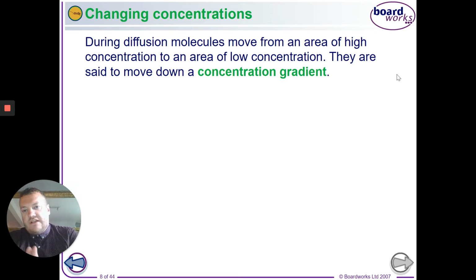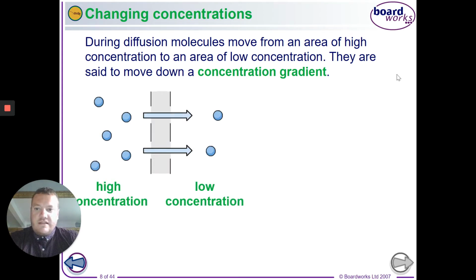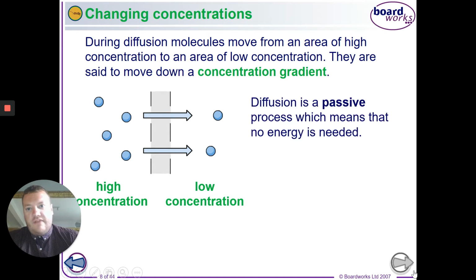Now, the difference in concentration between an area of high concentration and an area of low concentration, we call a concentration gradient, okay? So in this diagram here, we have a higher concentration on the left. We call that high concentration. We can see there's a higher concentration because there simply are more particles. And on the right, that's a lower concentration simply because there are fewer particles. And when diffusion occurs, particles will always move from where there's more of them, a higher concentration, to where there are fewer of them, a lower concentration, okay? And that's called going with the concentration gradient.